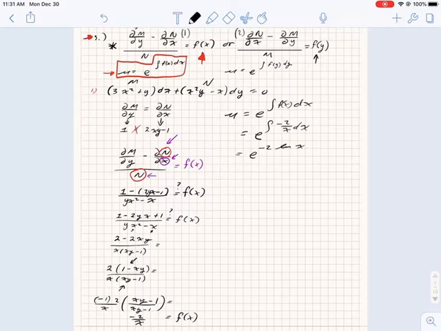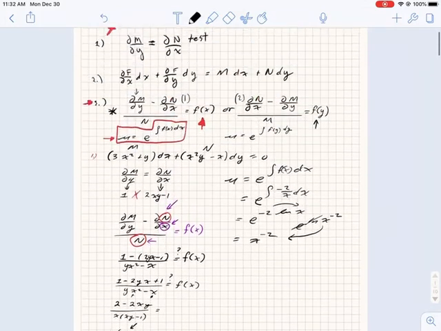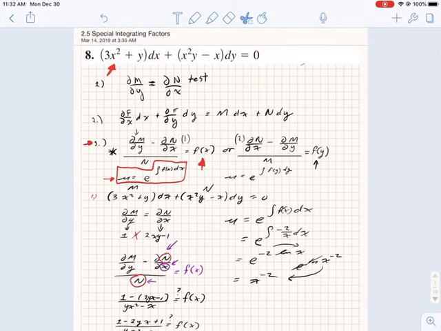This ends up being e to the negative 2 ln x, and it ends up being x to the negative 2 by bringing this property of logarithmic functions, and these canceling, you obtain just x to the negative 2 as that function that we can multiply the differential equation by in order to make it exact. So let's do that.